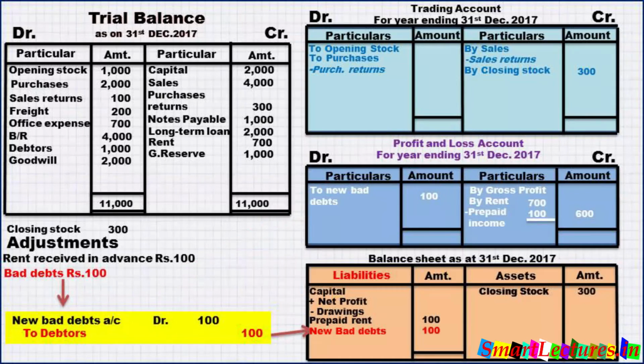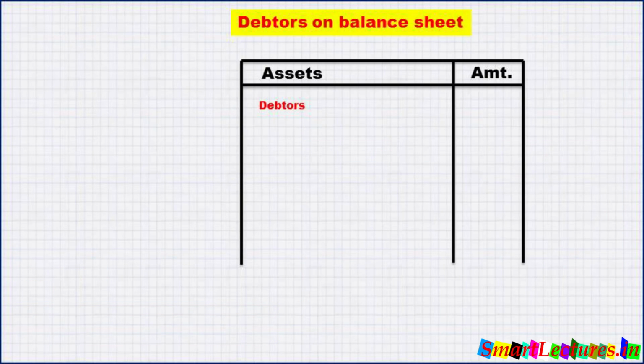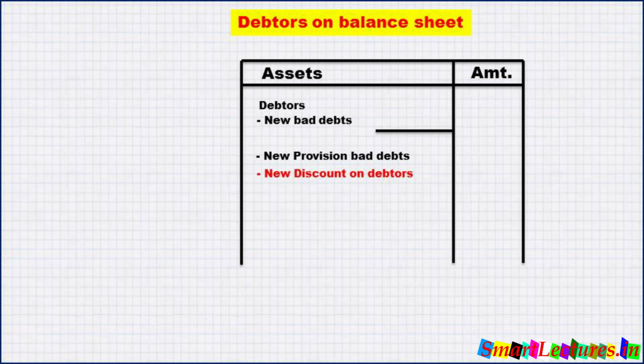Now come to the balance sheet. It will go to the credit side, meaning the liability side. Instead of taking it to the liability side, we will take it to the asset side in the inner column, and it will be deducted. So the best format for debtors in the balance sheet is debtors minus new bad debts, then draw a horizontal line, then minus new provision for bad debts, and then minus new discount on debtors. This will be the format presentation in every question for you, and it will become quite convenient for you when I start some advanced questions.